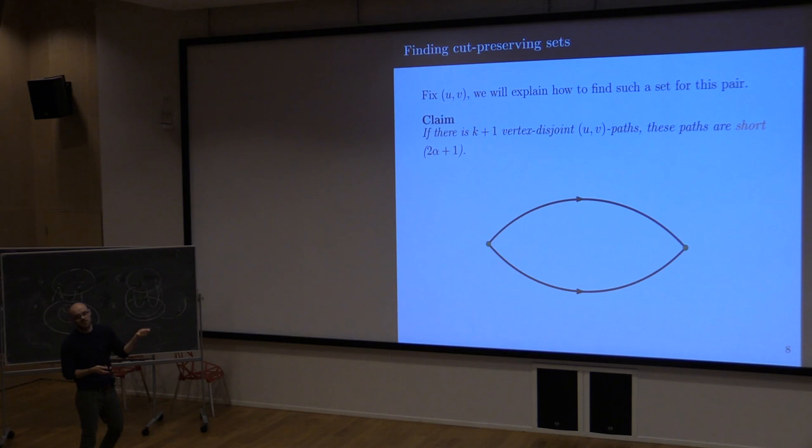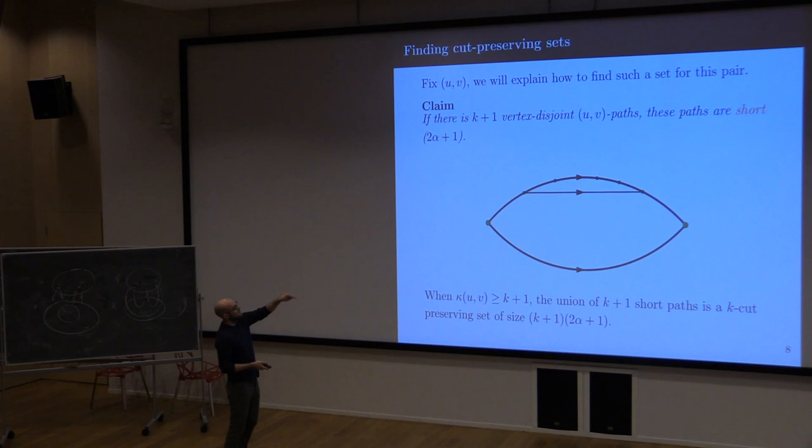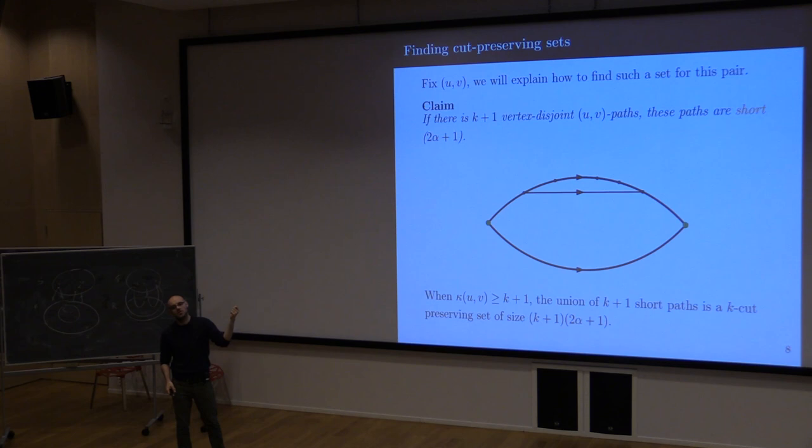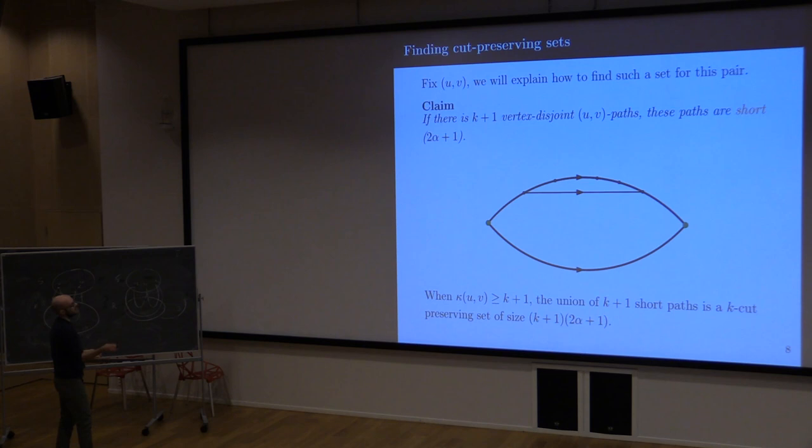Then we just need to prove that these paths are short, and this is quite easy to see. Remember that we're in an acyclic digraph, and this is very important. If, for example, the path above is long, it means that there is an arc in between, and because it is acyclic, this arc must go in the same direction as the path. So you have a shortcut here. So you can assume that all of these k plus 1 paths are short. You just keep all of these paths, and it gives you a k-cut preserving set of small size.